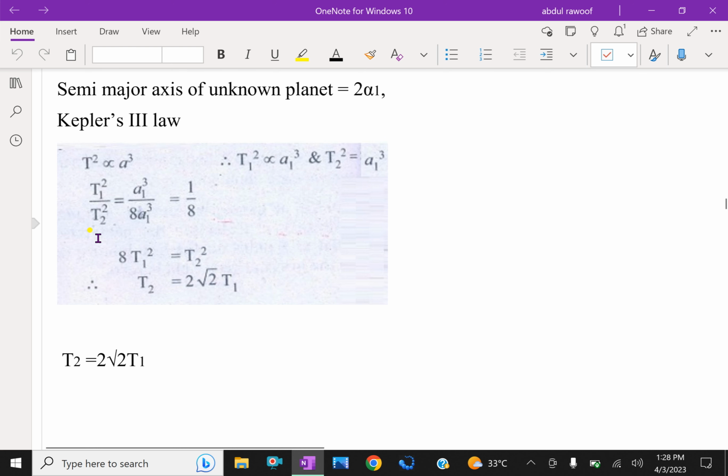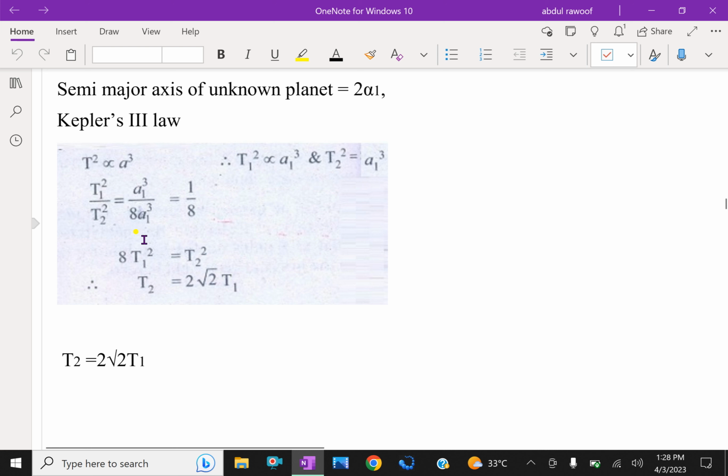Here, T1 square over T2 square equals A1 cube over 2A1 whole cube, which is, because it's 2 times more, the cube of 2 is 8. So we can cancel A1 cube and A1 cube, and we have 1 over 8. Therefore, the ratio of the squares of the time periods is equal to 1 over 8.